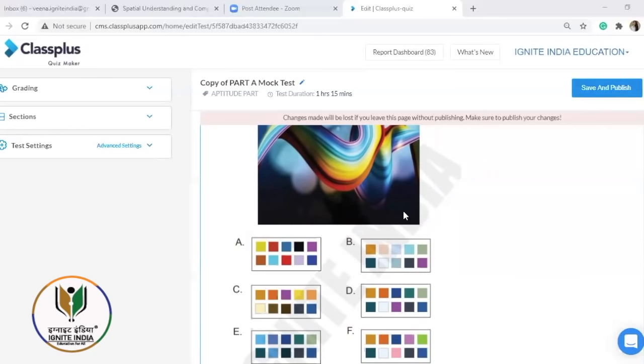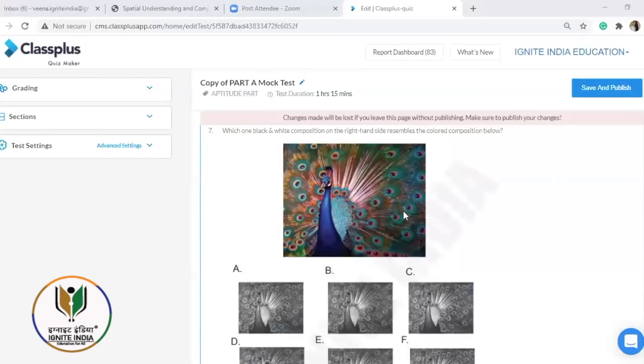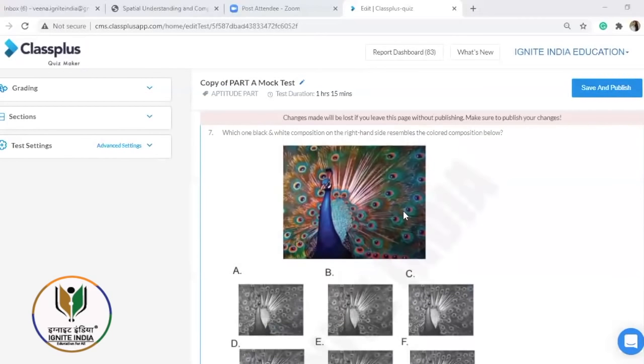I will take you through this question again, if you want me to. Well, question number 7. Look at this one again. We'll use the elimination method for this also. The question is which image is similar to this one, which one is black and white. So start eliminating from A, B, C, D, E.